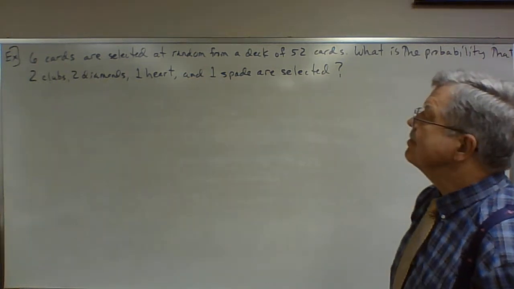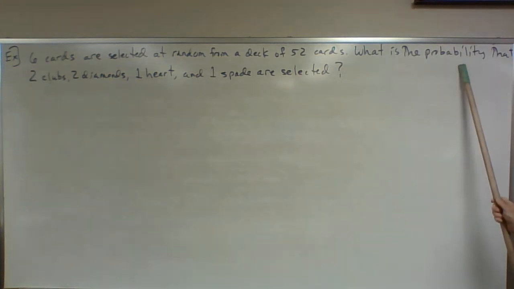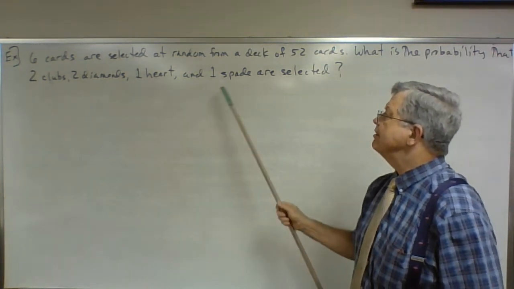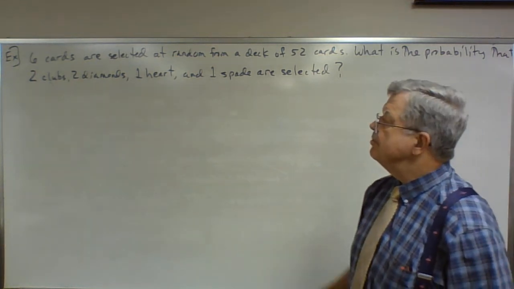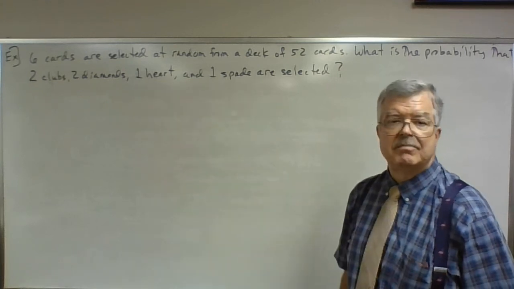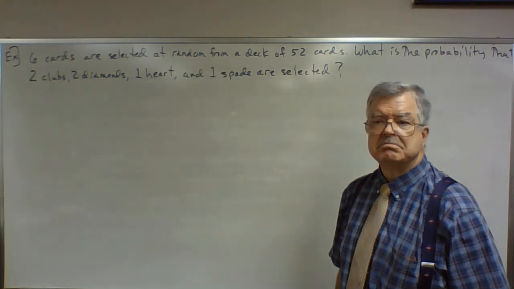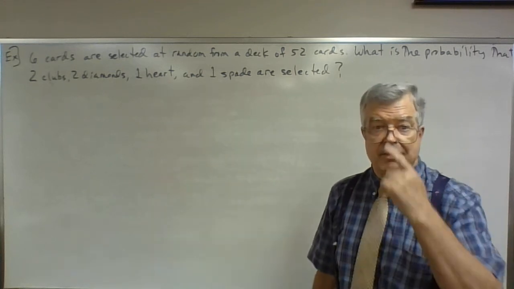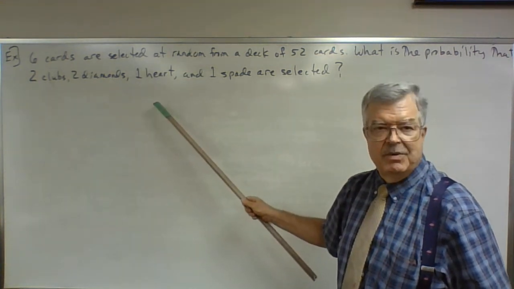Here's another good one. 6 cards are selected at random from a deck of 52 cards. What is the probability that 2 clubs, 2 diamonds, 1 heart, and 1 spade are selected? We're selecting 6 cards. Now, does it appear that the order of selection matters? Nope. It just says 2 clubs, 2 diamonds, 1 heart, 1 spade, no particular order. So again, order doesn't matter. We're going to be working with combinations here.